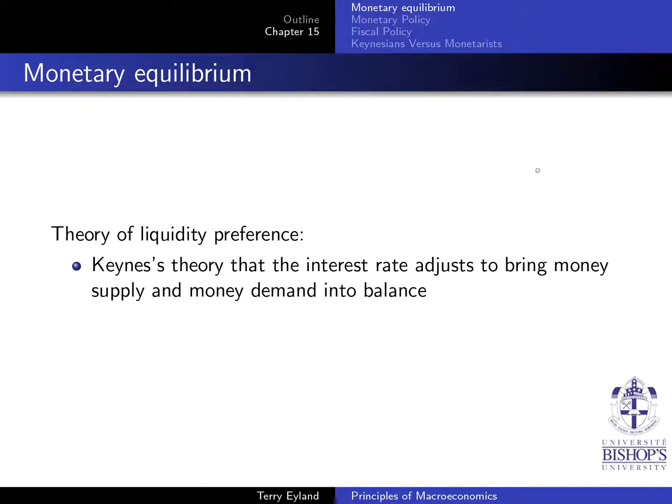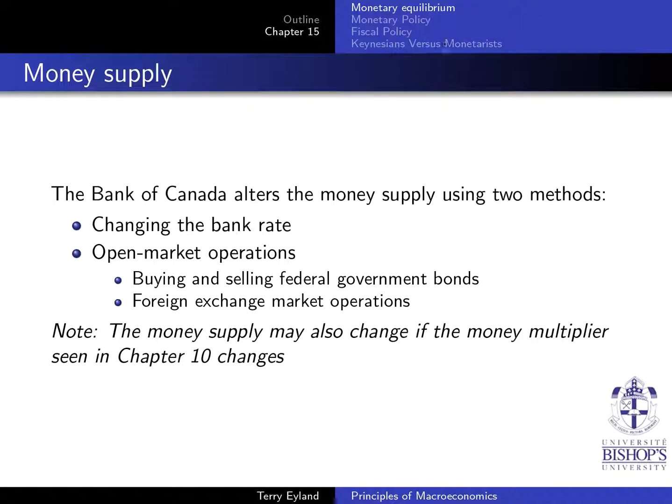It's going to show a relationship between money supply and money demand, and the interest rate will come into play. So here we're going through Keynes' theory that the interest rate adjusts to bring money supply and money demand into balance. How does this work? Well, first off, a little review: we saw that the Bank of Canada can alter the money supply using two methods, either changing the bank rate or open market operations. The main one they use is changing the bank rate, but there are still a lot of open market operations that happen before and after this event to keep things on target.